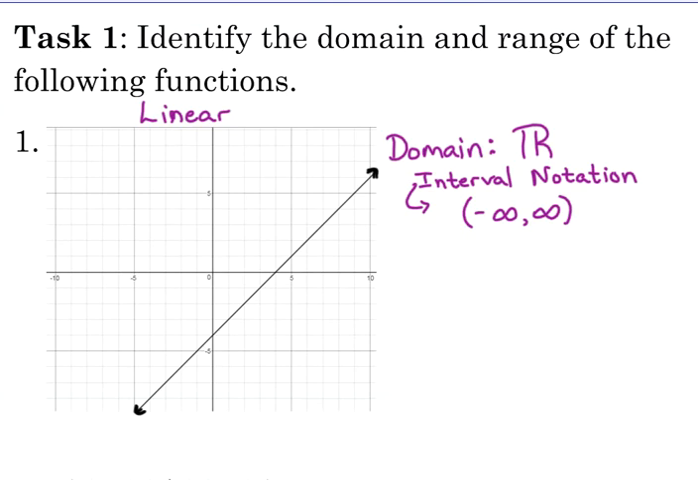Let's talk about the range of this one. Okay, the range of this function. So the range is the y value, so I'm going to go bottom to top, and I'm looking for, is there anything missing? Does it just start at a certain place, or does it go all the way down and all the way up? This one does, so this one also has a range of all real numbers. And I'm also going to write that in interval notation because you will see that. You've got to get used to this interval notation.